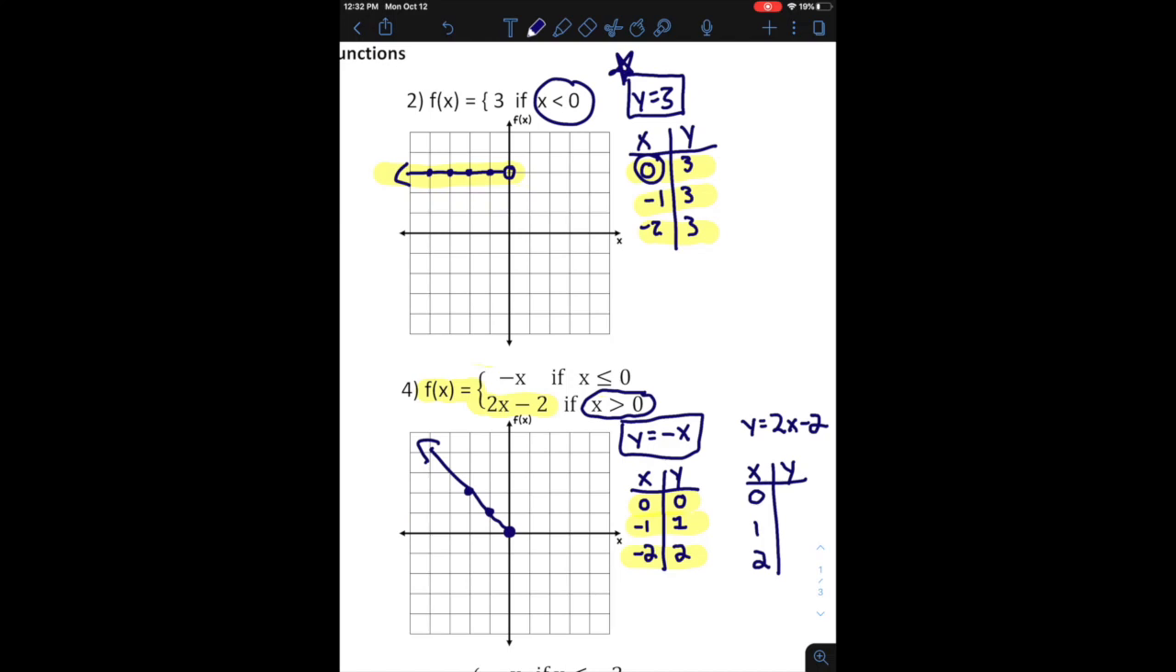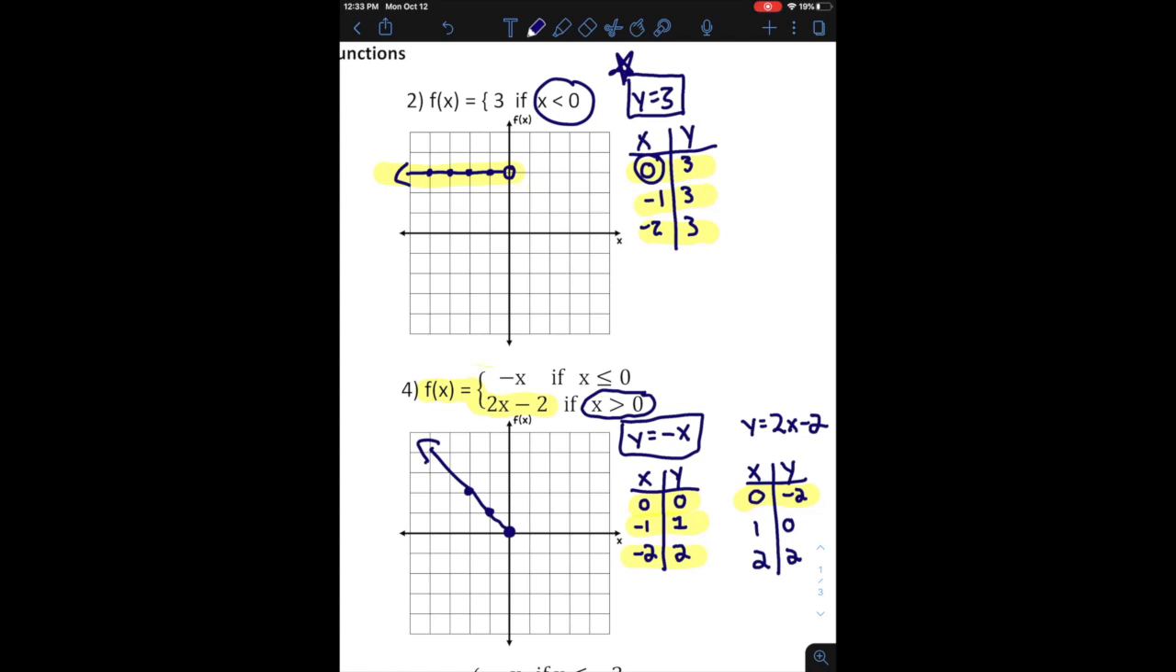They want us to pick x values greater than 0. I'm going to pick 0, 1, and 2. And since the values are greater than 0, when I go ahead and plot that point, it's going to be an open circle. So when I plug in 0, we'll get -2. When we plug in 1, 2 times 1 is 2, minus 2 is 0. And when I plug in 2, 2 times 2 is 4, minus 2 is 2.